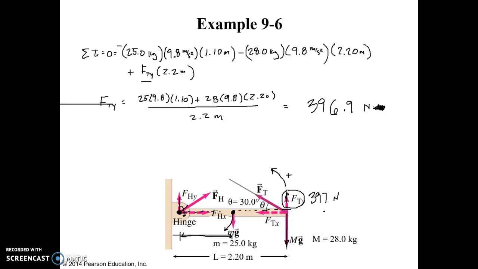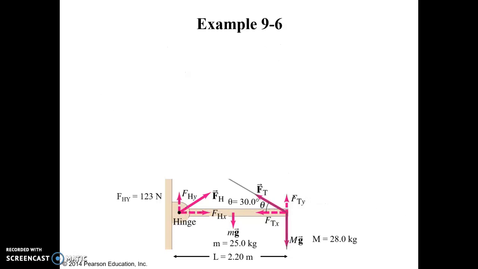397 newtons. So that's one piece of the puzzle that's going to get me closer to knowing the tension in the cable and ultimately the force in the hinge as well. So let's keep a note of that, and let's move on to the next slide here. So this was 397. We know the angle here, theta, is 30 degrees.